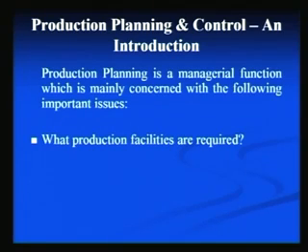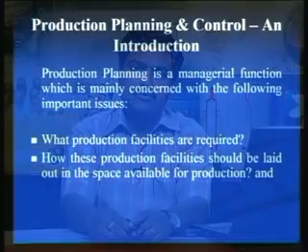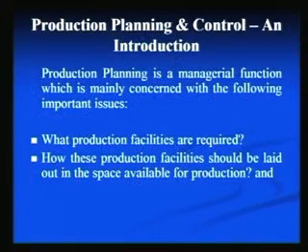So, here we have to determine equipment which is required for the production of the products. We have to determine testing facilities which are required for quality control and other inspection purposes, and we have to determine the number of such facilities required in the organization. Once these facilities are known, then we have to determine how these production facilities should be laid out in the space available for production.